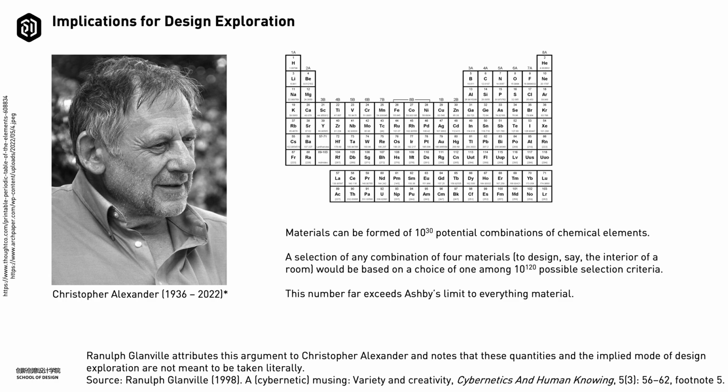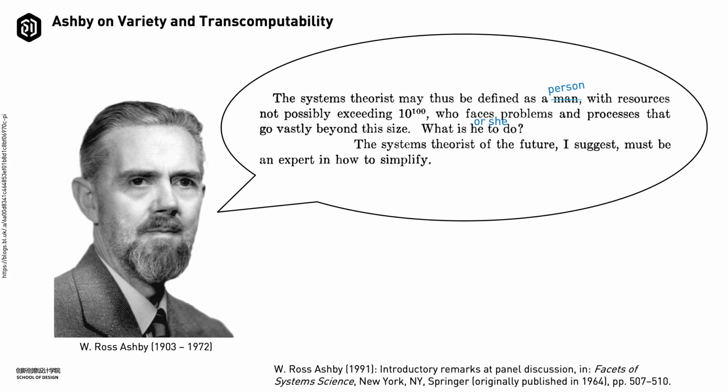So the conclusion here is that, and Ashby says this in itself, the systems theorist may be defined as a person with resources not possibly exceeding 10 to the power of 100, but who faces problems and processes that go vastly beyond this size. What is he or she supposed to do? The systems theorist of the future, I suggest, must be an expert in how to simplify. And then he went on to simplify exactly what he just said.